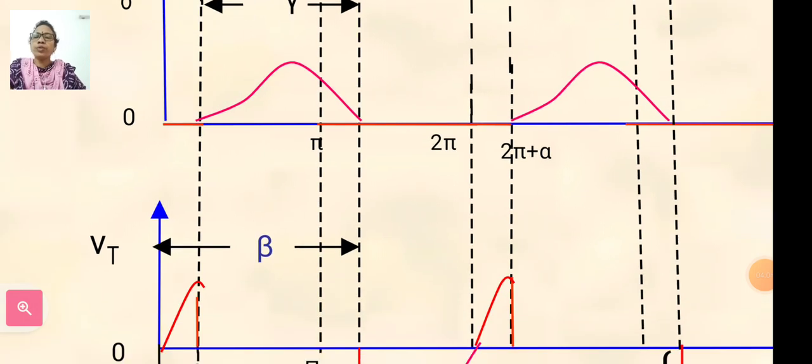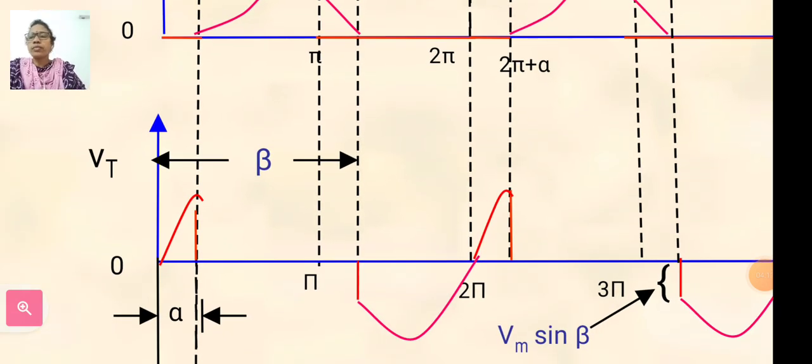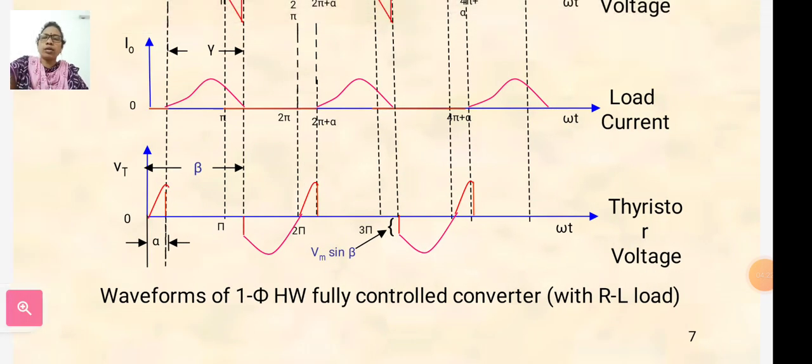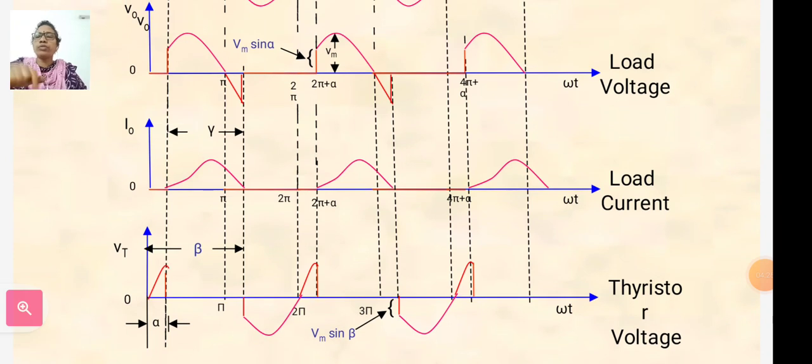Where the output voltage appears, that waveform disappears in the thyristor voltage. Means the period of conduction in the output voltage, the remaining time will appear in the thyristor waveform. So here at omega t equal to pi, V0 is 0, but I0 is not 0 because of the load inductance L.